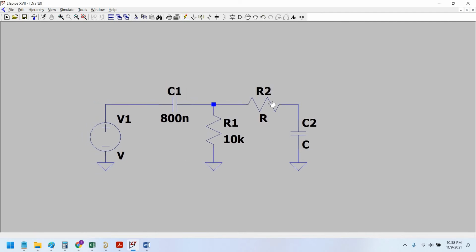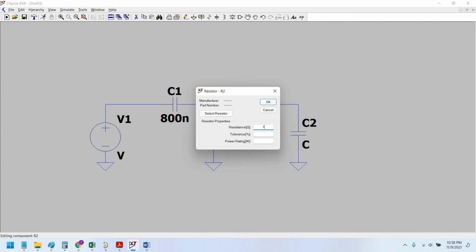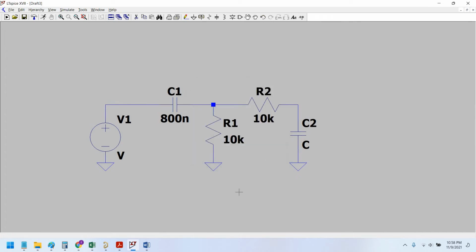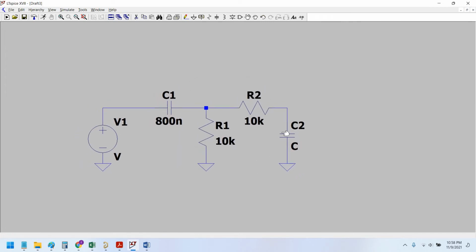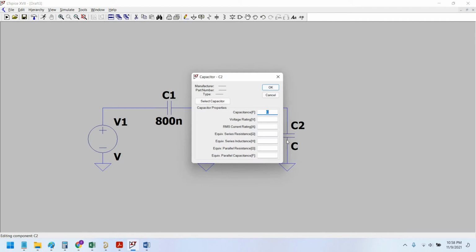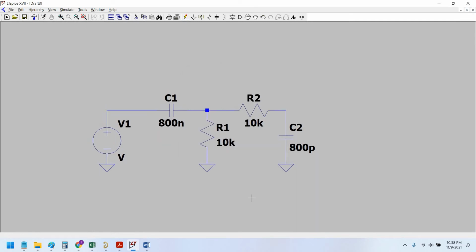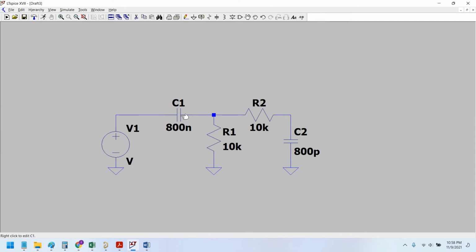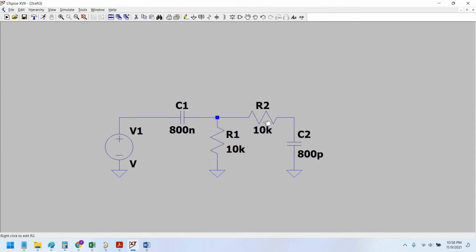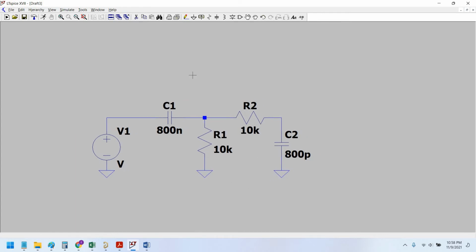Now for the low pass filter we also suppose the same resistor value of 10k, and since the upper cutoff frequency is 1000 times larger, therefore the capacitor would be 1000 times smaller, therefore 800 picofarad. Same as 800 nanofarad, the capacitor would be 800 picofarad, 1000 times smaller, because the upper cutoff frequency is 1000 times greater than the lower cutoff.